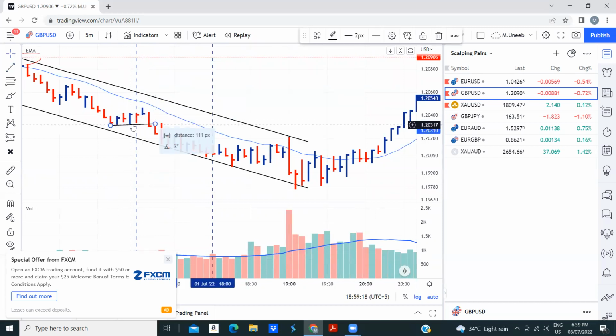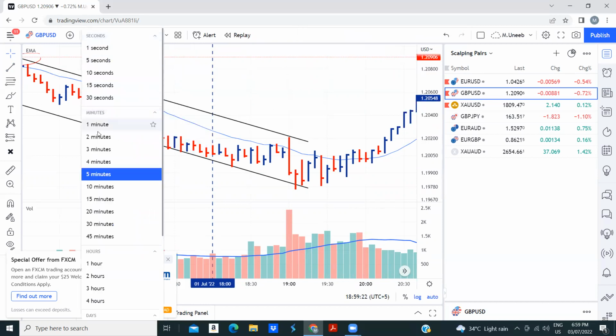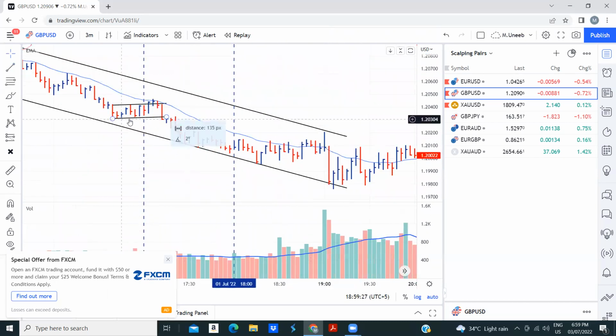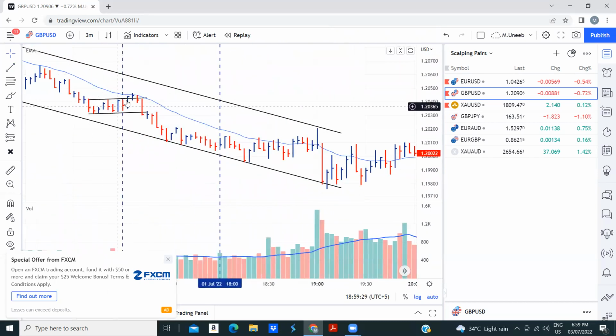We extend it here, a very small one, and we even go to the 3-minute time frame to adjust it. What do you see? A very small channel here. So if we are between the downward trend channel, this trading range is what? Redistribution. Yeah, this is redistribution.